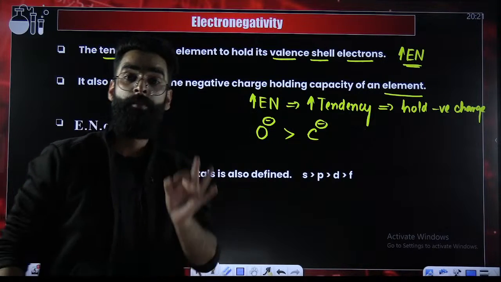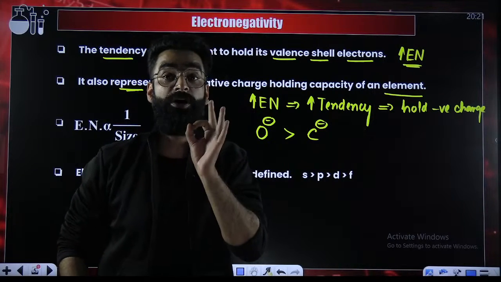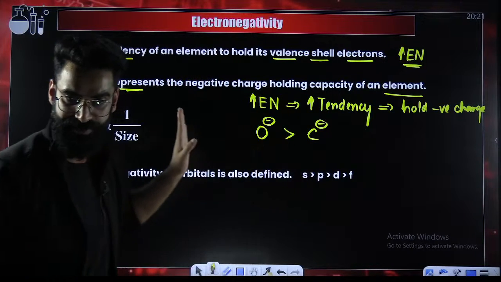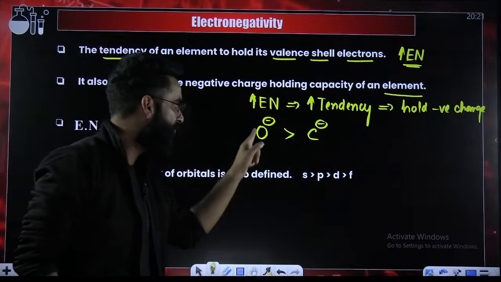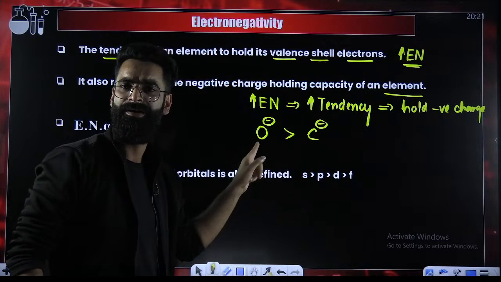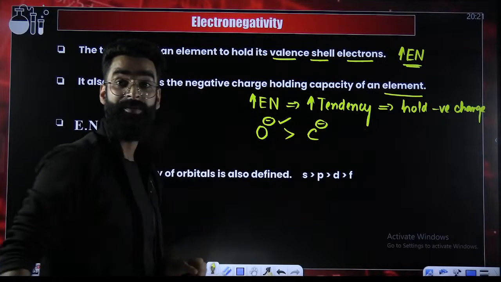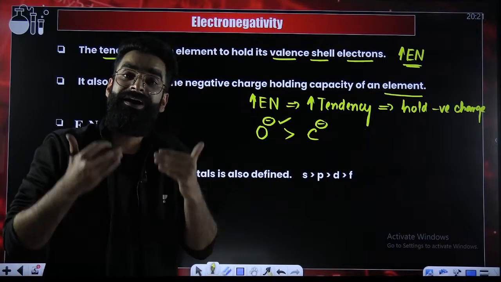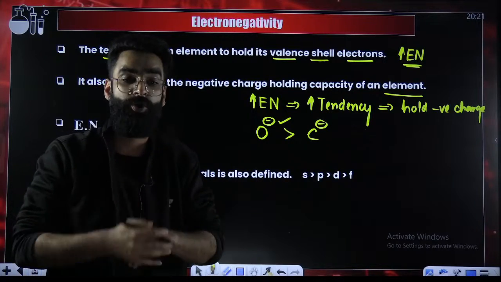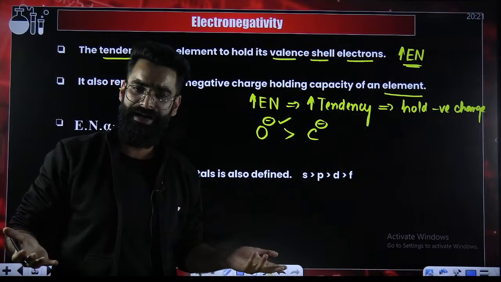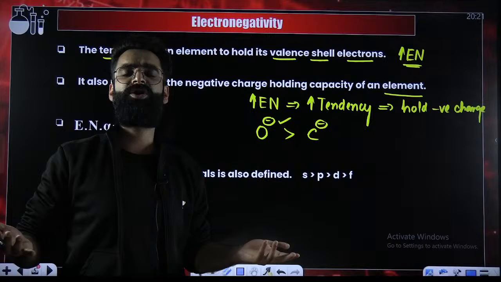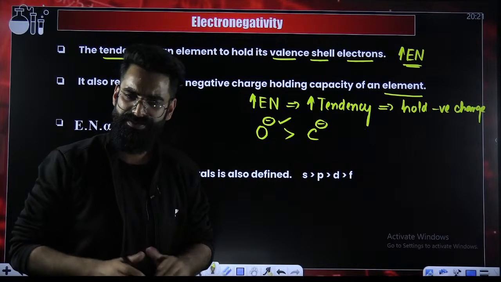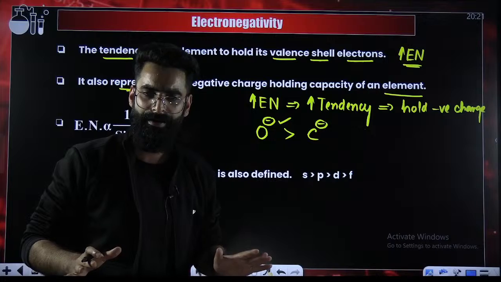So do remember, more electronegative element has got more negative charge holding capacity. Remember it from now onwards. So if I ask you, where is the negative charge more stable? Negative charge will be more stable on oxygen, because oxygen is more electronegative than carbon, and more electronegative element has got more negative charge holding capacity. And as simple as that, more the negative charge holding capacity of an element, more stable is going to be the charge there. Simple. Yeah?